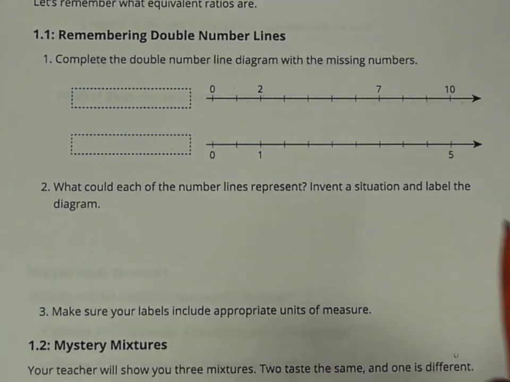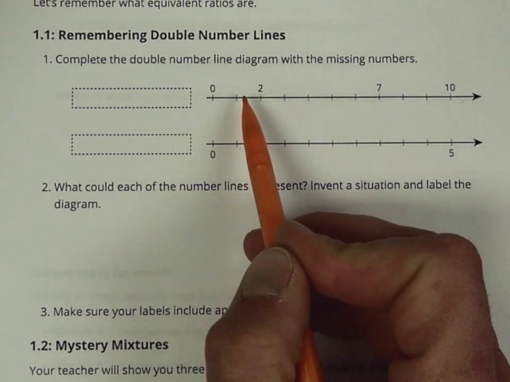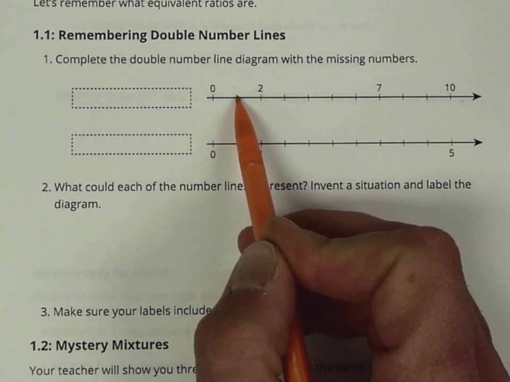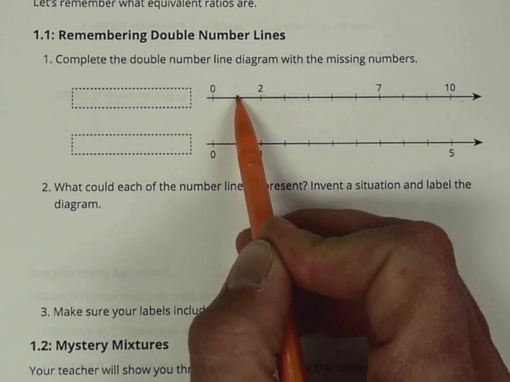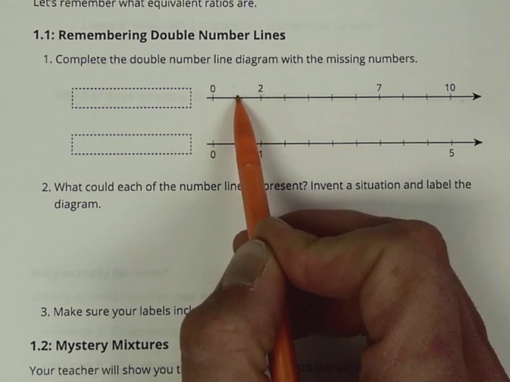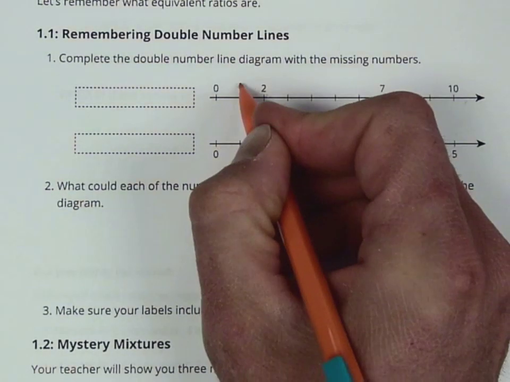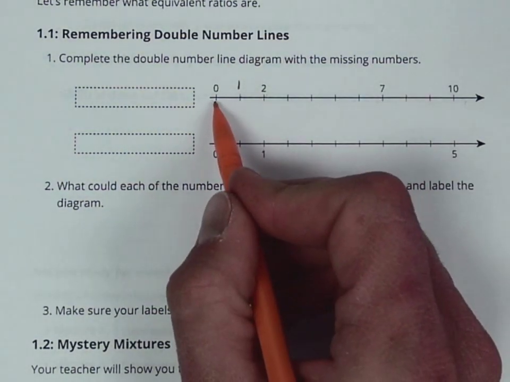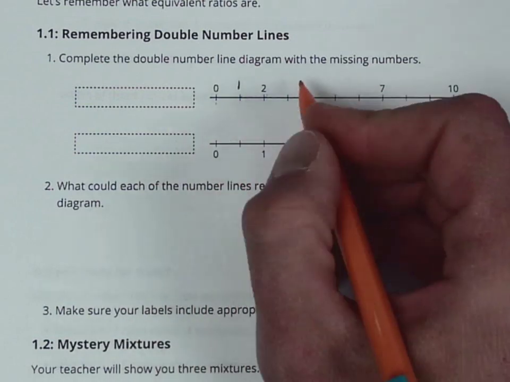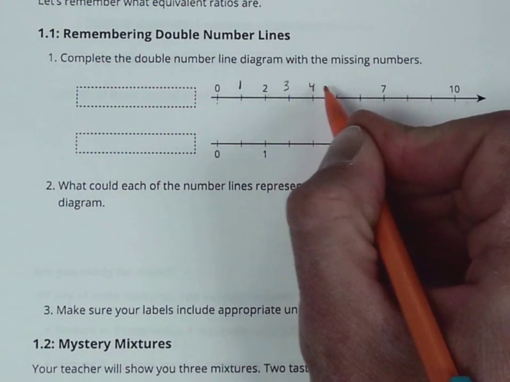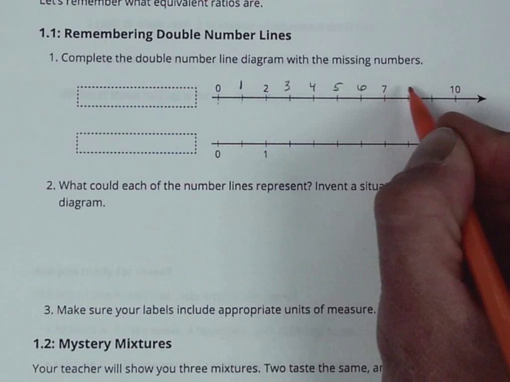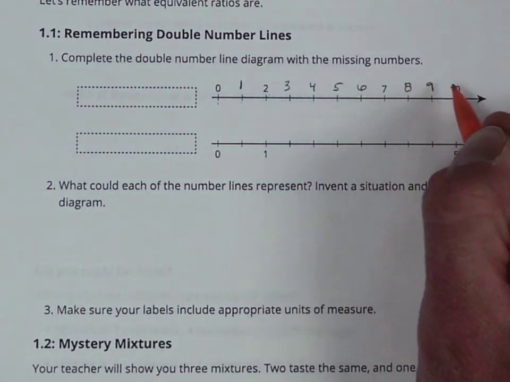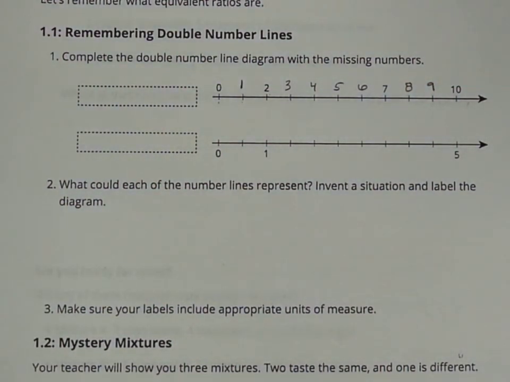First of all, the top number line. What number goes right in between 0 and 2, Morgan? 1, exactly. So we know this is going up by ones on the top number line. So it's 0, 1, 2, and then 3, 4, 5, 6, 7, 8, 9, and 10. So that's the top number line.